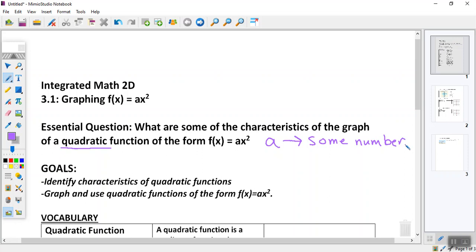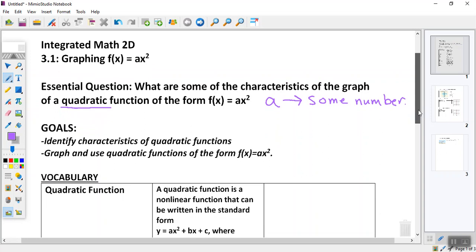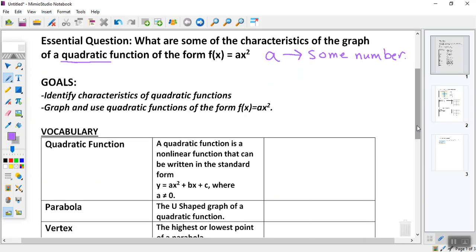All right, how about a volunteer to read our goals to talk about characteristics of quadratics of the form ax squared today? Anybody want to do our goals today? I'll read them. First thing we're going to do is identify some characteristics of quadratic functions. And then we're going to graph and use quadratic functions of the form f of x equals what, kids? Ax squared. The squaring of x right here makes this a quadratic.